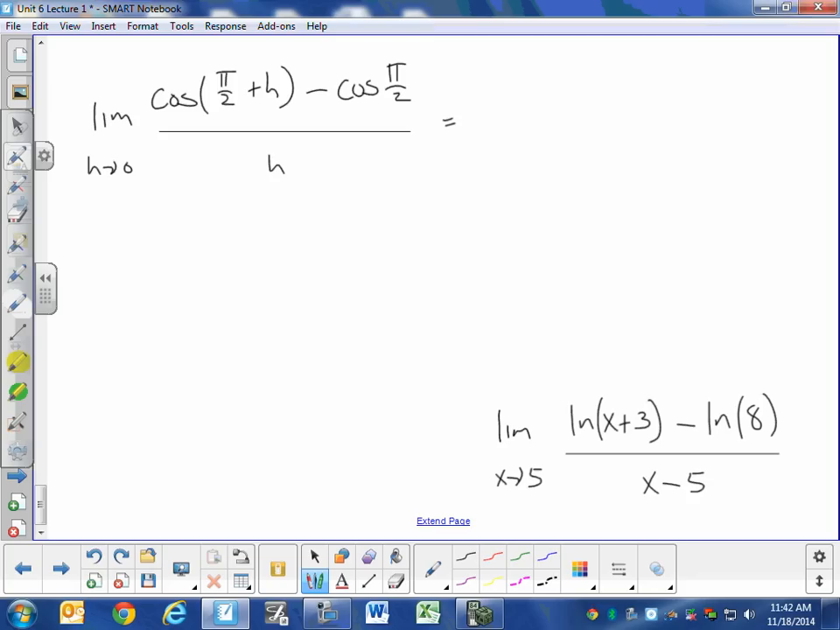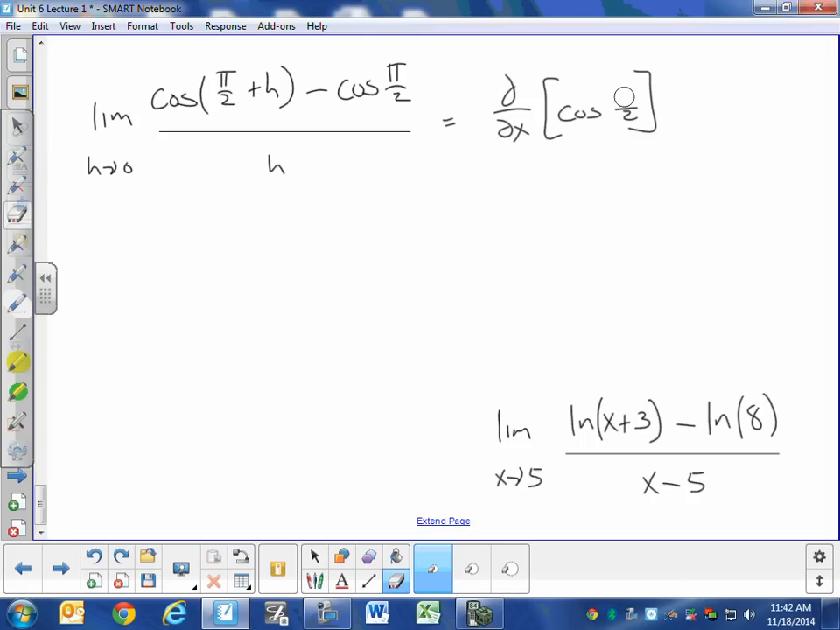No. Good question, though. A lot of times people make mistakes and they think this is the derivative of cosine of pi over 2, right? Well, cosine of pi over 2 is 0. The derivative of 0 is 0. That's actually not the case. This is actually asking what the derivative of cosine of x is when x is pi over 2.